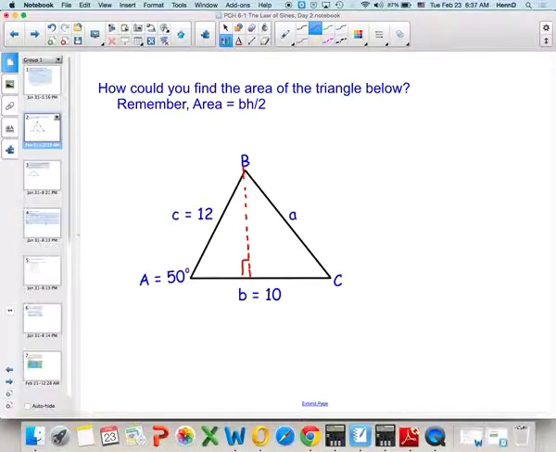If we did that, then sine of 50 is h over 12. Sine of 50 is h over 12. And now we know what h is. Okay, h is 12 times the sine of 50.